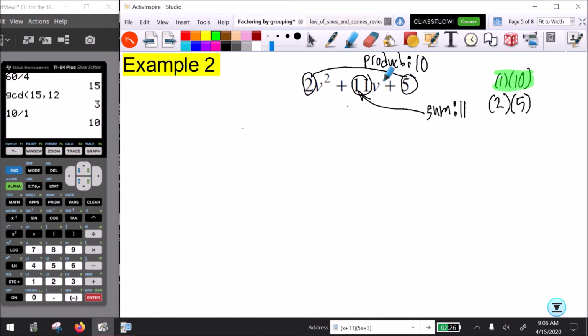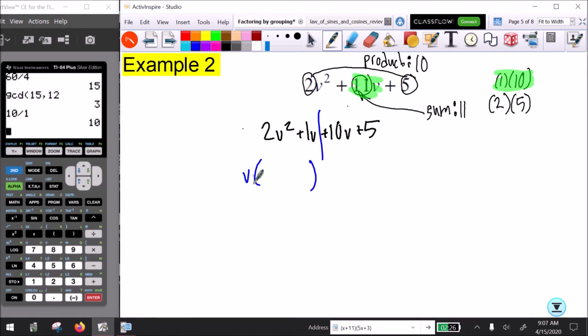We use that pair of numbers to split up this middle term. So we have 2v squared plus 1v plus 10v plus 5. And all I did was I expanded this polynomial by splitting this middle 11v as 1v plus 10v. I didn't really change anything. Alright, we're going to group the first two terms and look at them separately. So 2v squared plus 1v, they each have a v, at least, that we can factor out. So I'm going to factor out 1v.